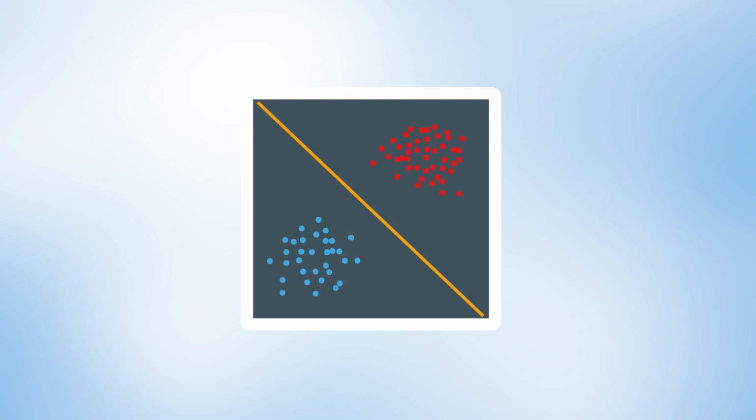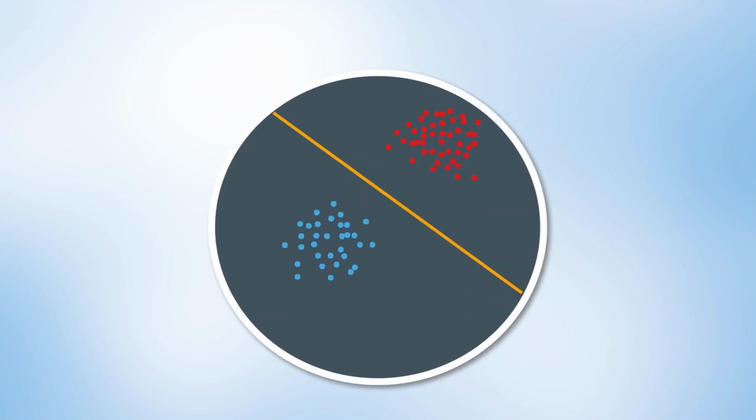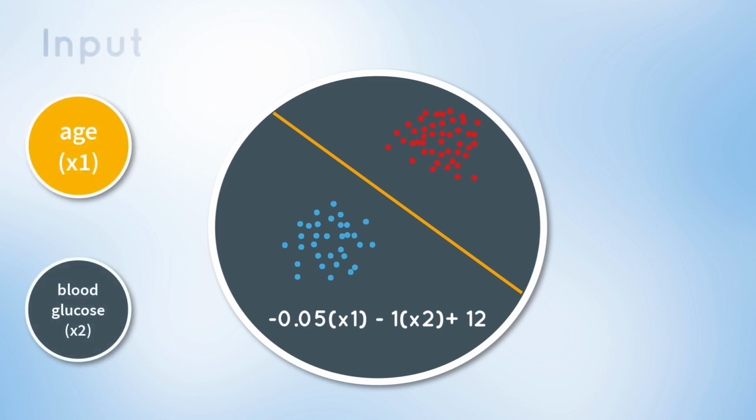You know that the equation of a line is y is equal to mx plus b, where m is the slope and b is the y-intercept. The following model was trained to have parameters of negative 0.05 for the slope and 12 for the y-intercept, for the bias. These are the parameters which, upon training, were determined to provide a line that best classifies the data. We will place this model inside of a node. We will refer to the y term, the blood glucose levels, as x2, and bring it over to the other side. We will further construct the perceptron by setting x1 and x2 as input nodes, x1 representing the age of a person, and x2 their glucose levels.